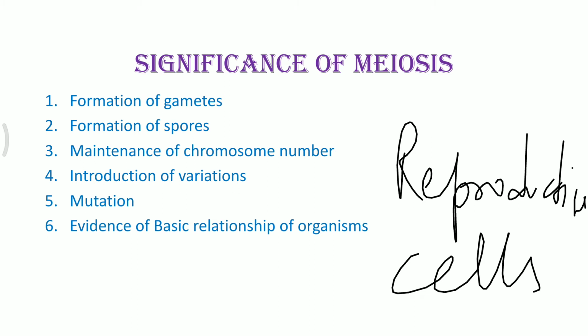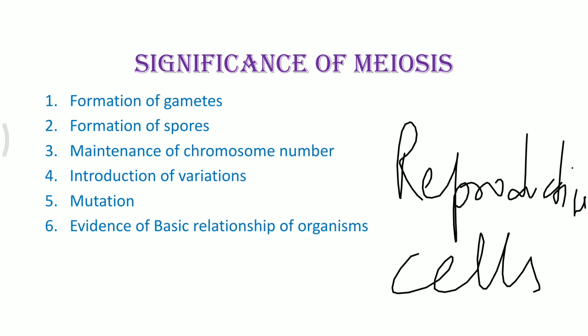Introduction of variation takes place in the process of meiosis because crossing over occurs during this process. Crossing over means the maternal as well as the paternal similar chromosomes, so chromosome number 1 of mother and father, come very close to each other, they have sticky ends and they exchange some of their portions, and as a result variation is generated.